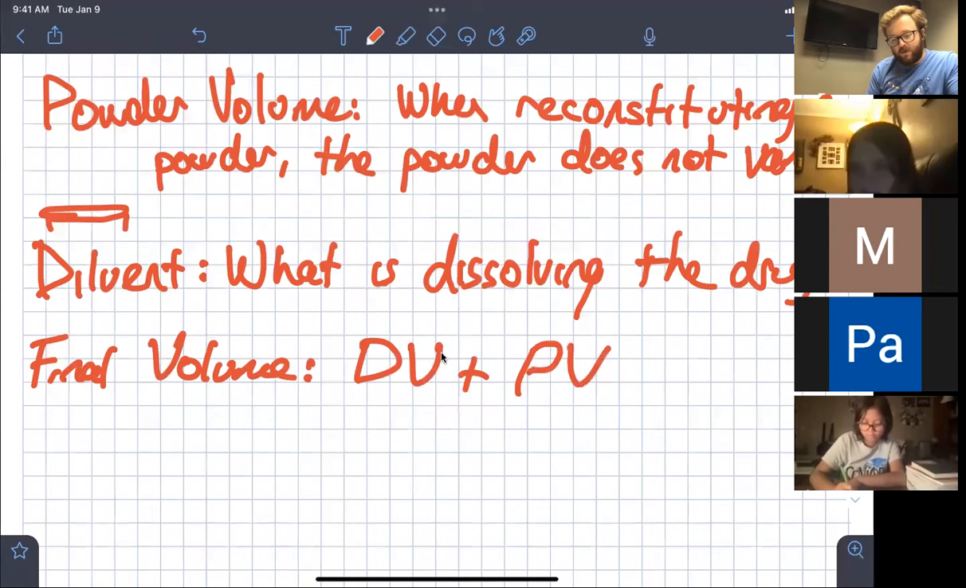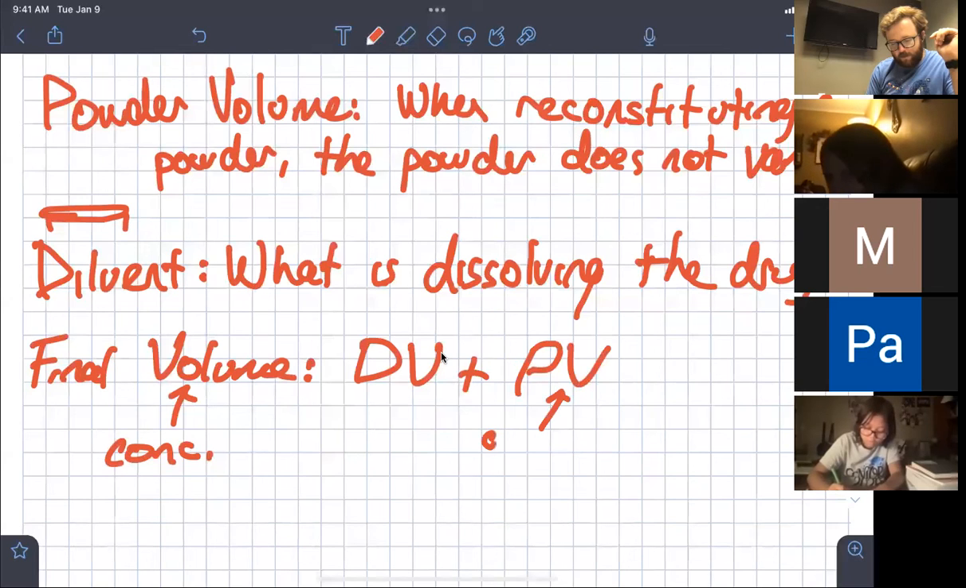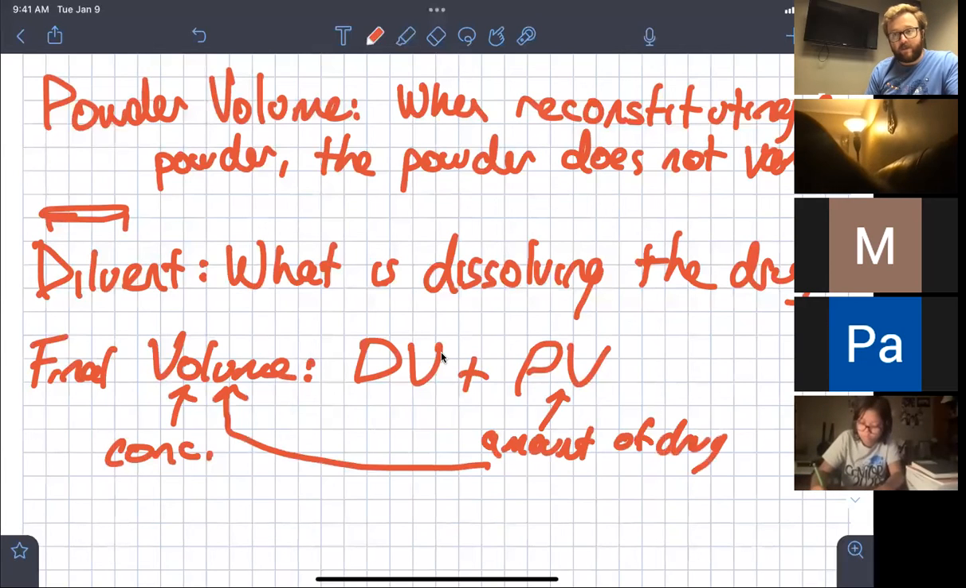PV plus PV. So if I know what the diluent is and I know what the powder is, I just throw them together. That's it. Okay. Once again, this is related to concentration. Sometimes this can be related to the amount of drug. This can tell you the amount of drug as well. Like we just talked about, milligrams per mils has an amount of drug and it also has the amount of volume. Okay.